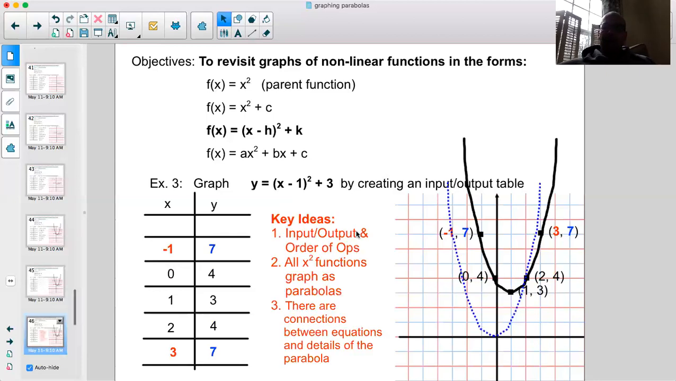You're doing order of operations to graph parabolas. Key ideas: Number 1, input, output, and order of operations is still running the show. That should be your top goal for this video. Number 2, all x squared functions graph as parabolas. That's a nice tool for when you graph this.